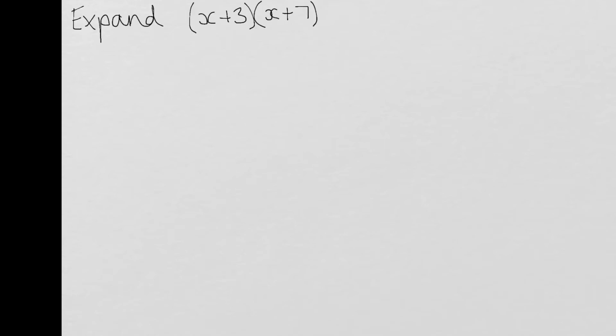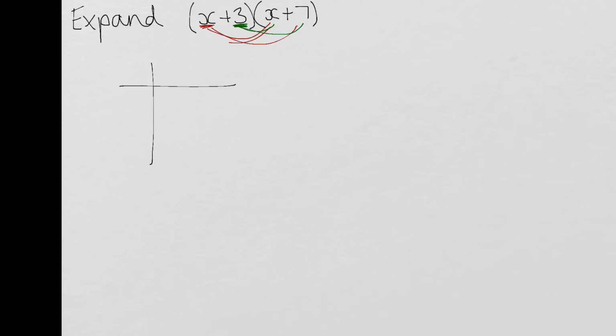And that means the following. Here, with x plus 3, everything in the second bracket is getting multiplied by the x at some point, because when we expand, we're multiplying out. And everything in the second bracket also needs to be multiplied by this 3. The easiest way to do that is to set up a table as follows.